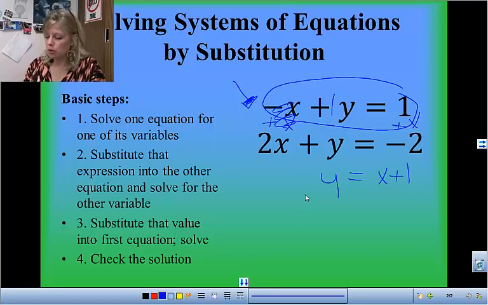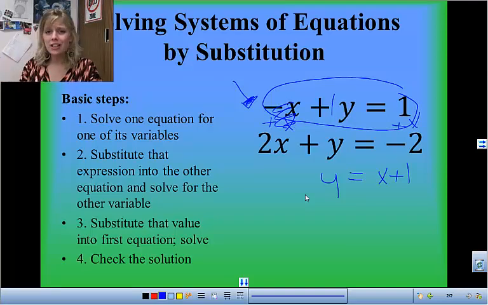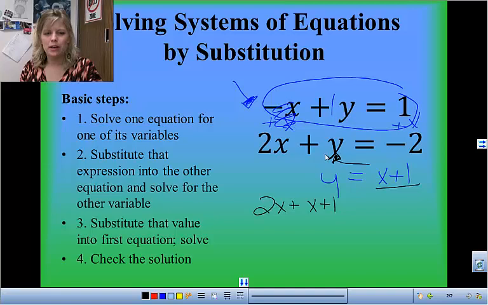So you're substituting it in. How many of you bake? It's like putting butter instead of margarine, or margarine instead of butter, when you're making cookies. You can replace them in there. Same thing. I'm going to replace y with x plus 1 because that is the same as this top equation. So I'm going to put it in the second equation right here. Instead of this y, I'm going to replace it with x plus 1. So I have 2x plus x plus 1, because that's what this y was, equals negative 2.